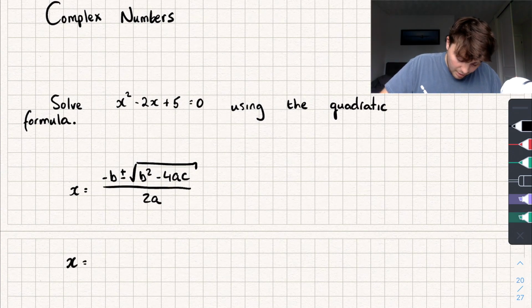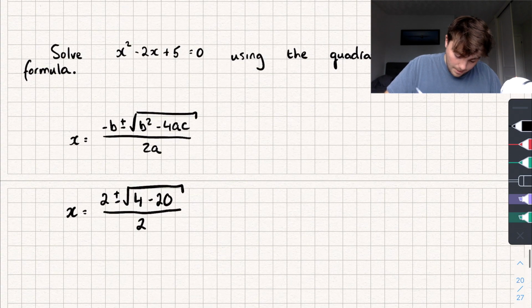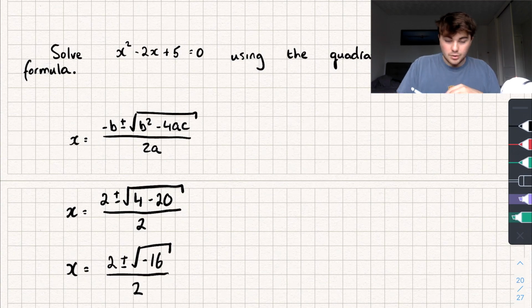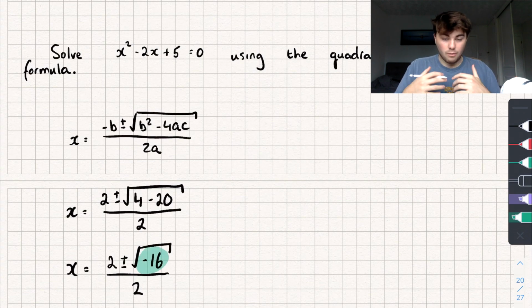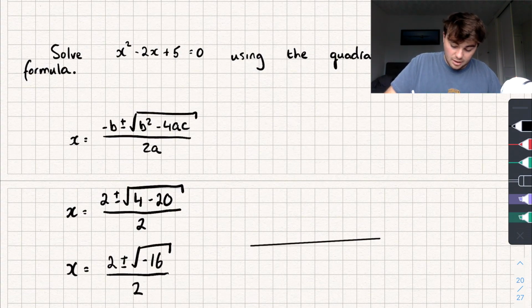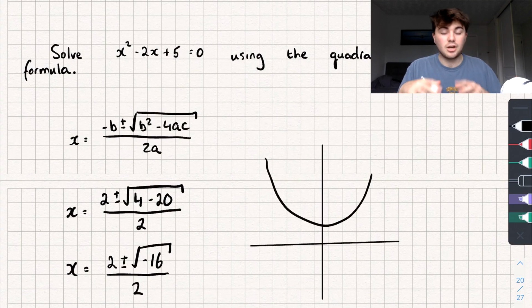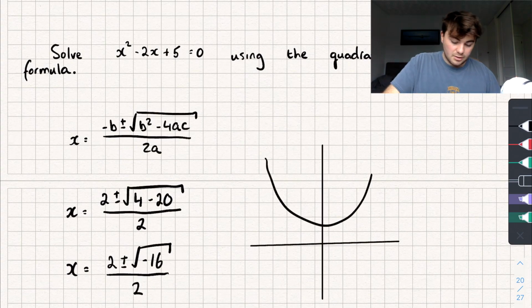So we're going to get 2 plus or minus the square root of 4 minus 20, all divided by 2a, so just 2. And simplifying this, we get x is equal to 2 plus or minus the square root of negative 16, all divided by 2. In the past, if you were solving a quadratic and you got this negative square root, you would probably say there are no roots to this equation, so clearly the quadratic is going to look something like this. This is a pretty bad drawing, but it's not going to even touch my x-axis, so there are no solutions.